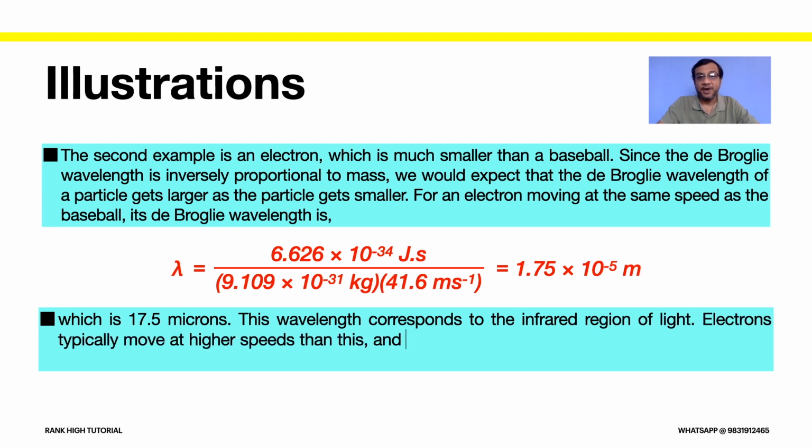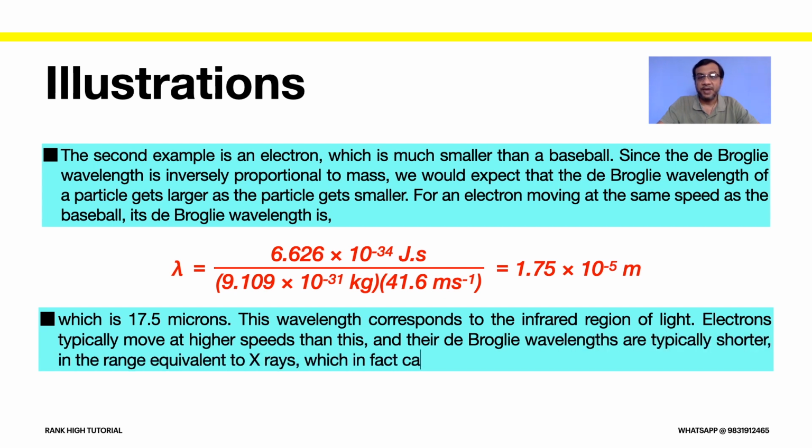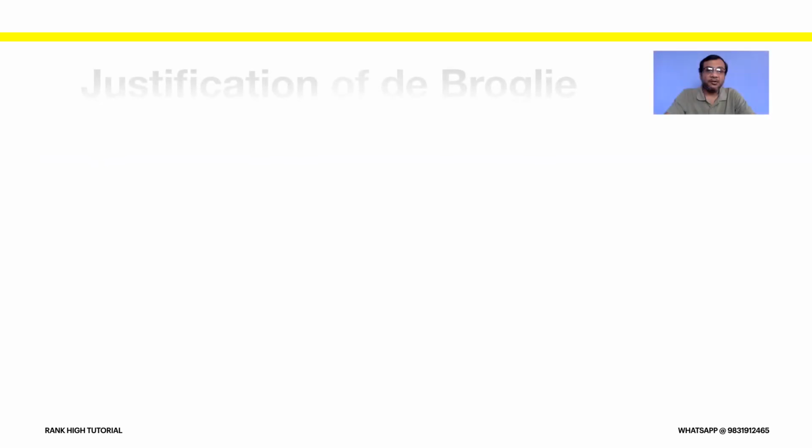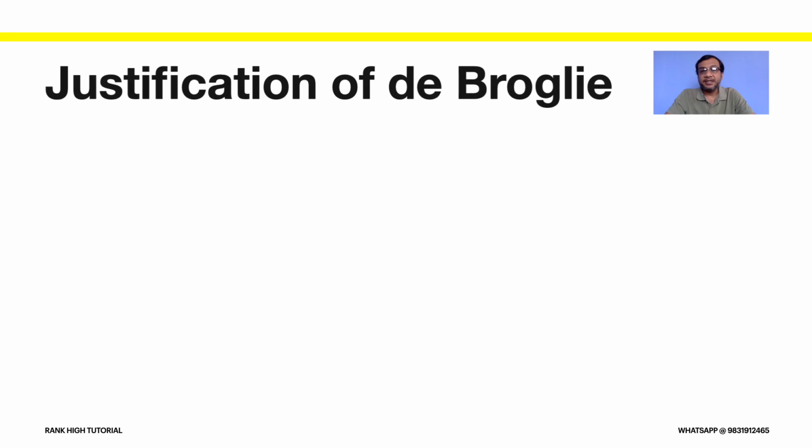Electrons typically move at higher speeds than this, and the de Broglie wavelengths are typically shorter, in the range equivalent to X-rays, which in fact can be diffracted by crystals. Now we will see how scientists justified the de Broglie hypothesis.